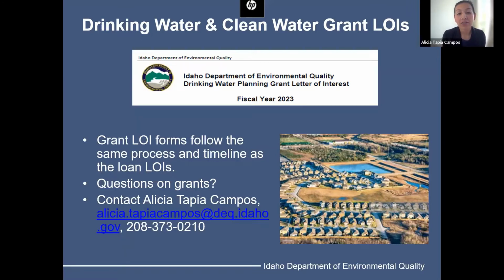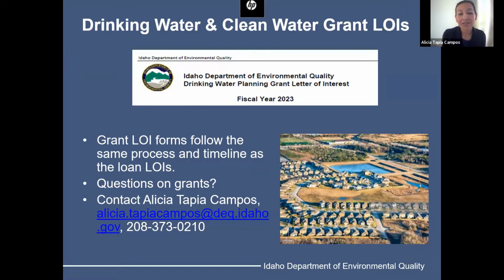So our planning grants do cover 50% of eligible planning costs, and they are geared more towards those systems that need to update their facility plan and complete that environmental review before they move on to the construction phase and apply for a loan with us.